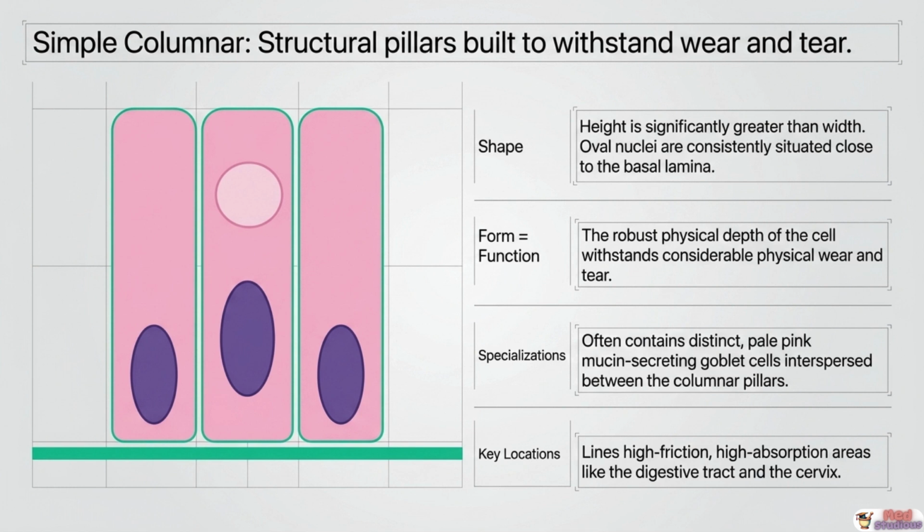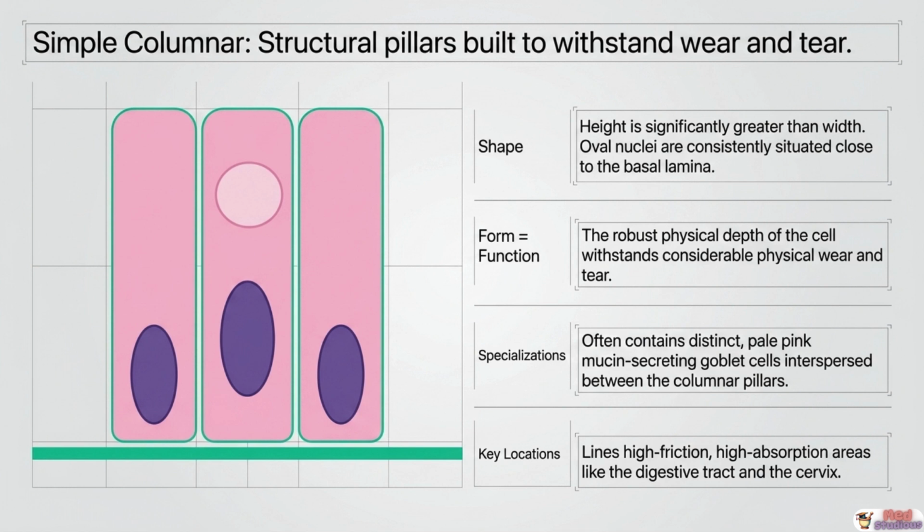A critical specialization of simple columnar epithelium is the presence of goblet cells, specialized mucin-secreting cells scattered between the columnar cells like pale pink wine goblets. These goblet cells synthesize and release mucin, which mixes with water to form mucus, a protective gel coat that lubricates the gut lining, facilitates food movement, and shields against digestive enzymes and stomach acid.